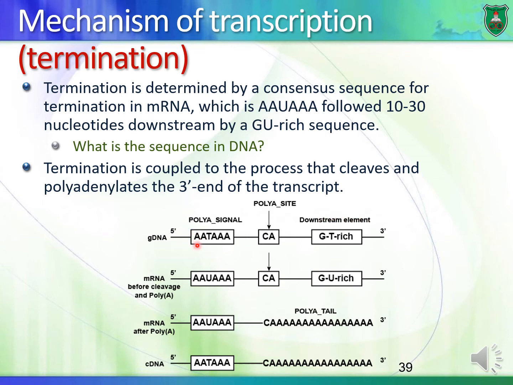Okay, so once you have the messenger RNA having the sequence AAUAAA, followed by CA, followed by a GU-rich sequence, you have proteins that recognize the sequence. So what they do is that they cut between the C and the A, and this is followed by the addition of a poly-A tail. So the sequence for termination again is AATAAA, followed by CA, followed by a GT-rich sequence.